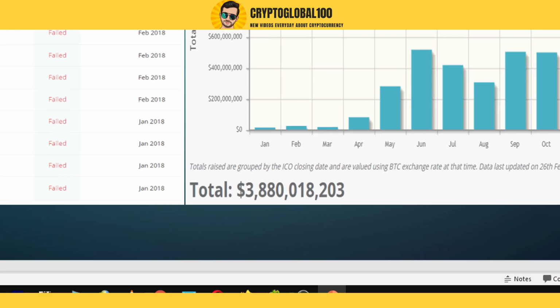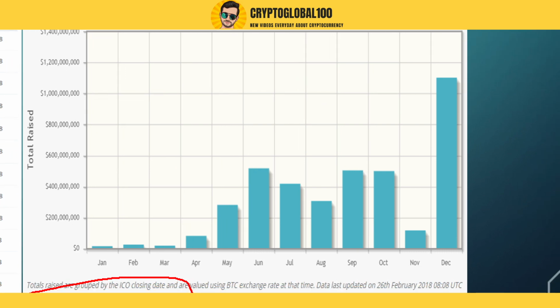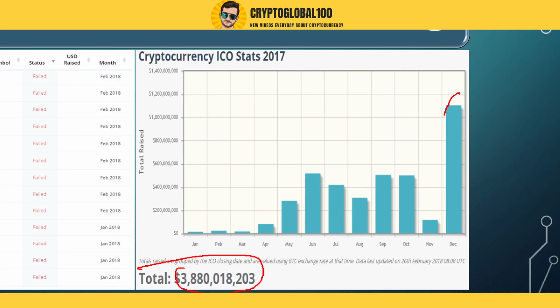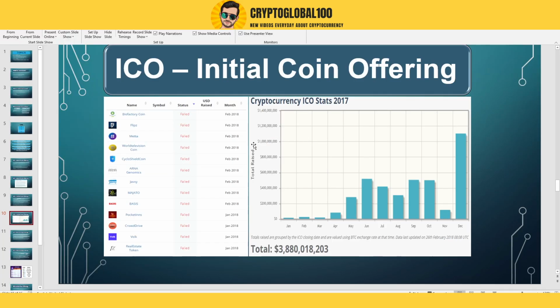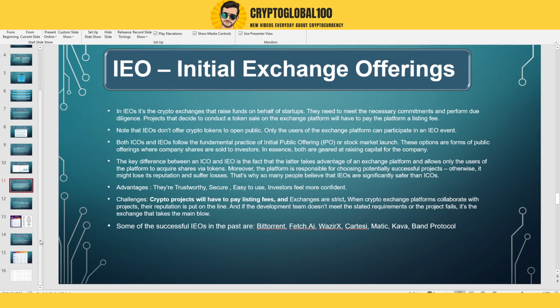And you can see in 2017 almost 3.8 billion dollars were raised through the ICO. So you can see here during December, what happened in December, because the price of Bitcoin pumped. First time it touched 20,000 back then in 2017, so people were using it as an opportunity to list ICOs, and people got stuck in those ICOs as well. Now initial exchange offering, last two are left. Before that we're gonna take a look at the other IDOs as well.